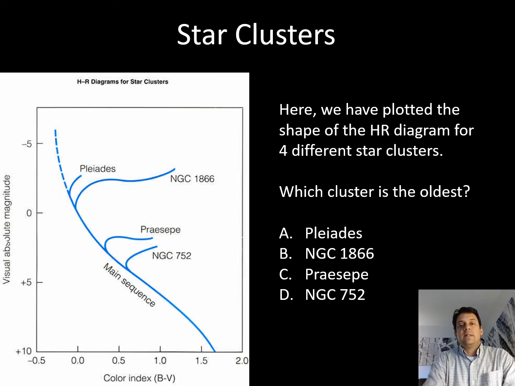So let's look at an example. Here I've plotted the shape of the HR diagram for 4 different star clusters. And my question to you is, which cluster is the oldest? As usual, I'll pause here for 30 seconds or so, and then we'll come back and see what the answer is.